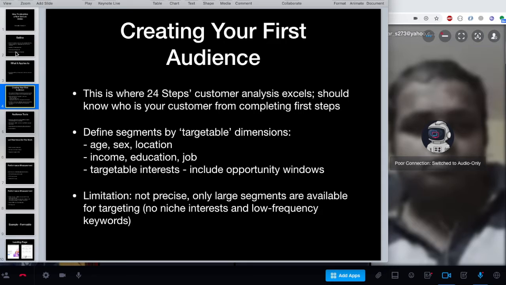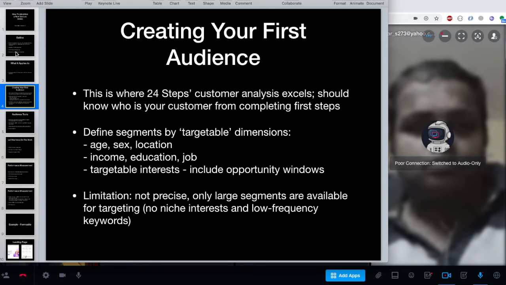So step one would be to define the audience, and the way the audience should be defined for digital advertising, online advertising, is to use the segments that are available on the platforms you use. Usually that's age, sex, location, income, education, job title, or places of work. They're usually available. And many platforms would also have opportunity windows available for targeting, such as someone whose friend is having a birthday soon, or someone whose friend is getting married, a lot of things like that. So just applying traditional segmentation tactics from 24 steps, if you do them, usually you would already have the details that are required to target your advertisement on Facebook or on other digital platforms.